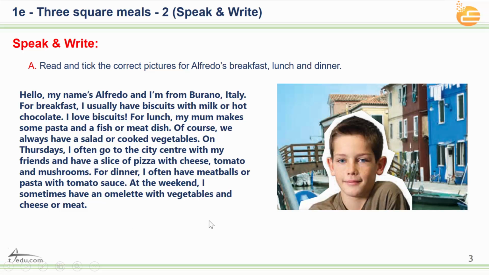Very nice, beautiful and delicious food that he talked about. Okay, so let's start with the first one. What is the sentence that talks about the breakfast? This one: for breakfast I usually have biscuits, number 1, milk, number 2, hot chocolate, number 3.